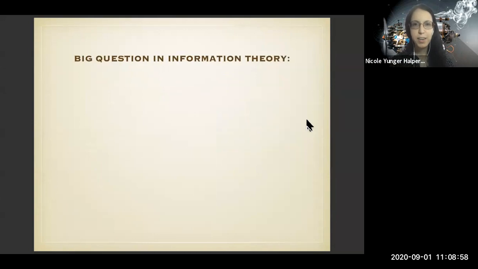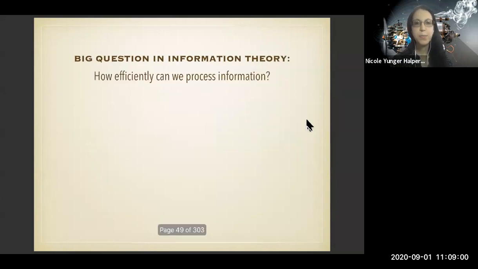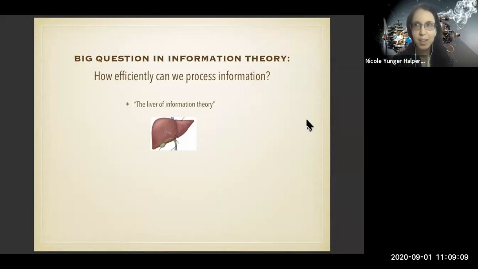A big question in information theory is, how efficiently can we process information? The answer I like to call the liver of information theory. When I was in ninth grade, my biology teacher said, if you ever don't know the answer to a question on a test of mine, write down liver.